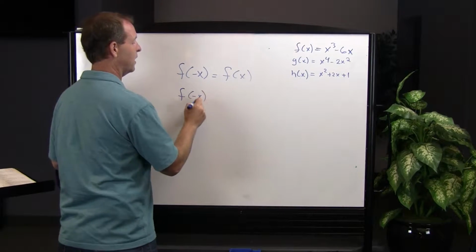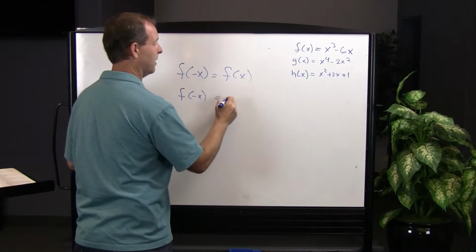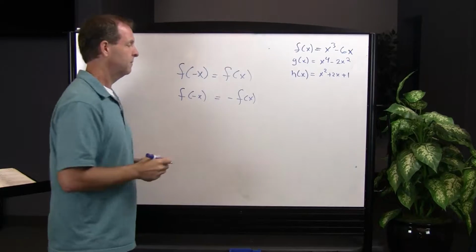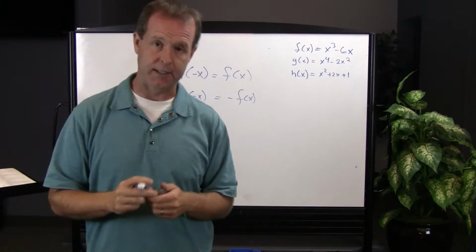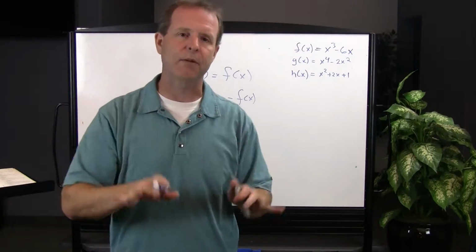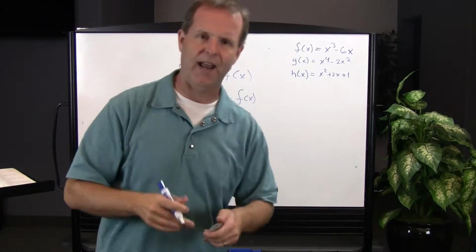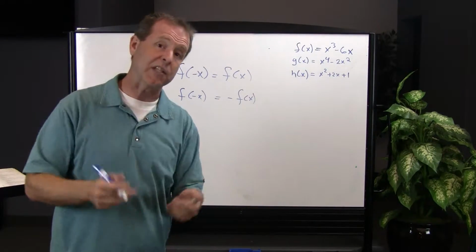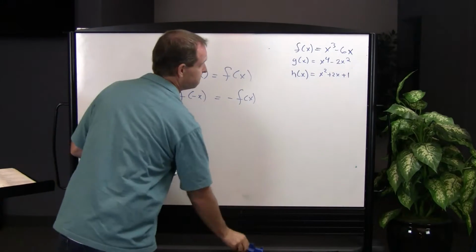If I evaluate the function at negative x and what comes out is the negative of the function of x, then we say that function is odd. And I'll show you a couple of examples to help understand how that's different, because right now, yeah, that doesn't make sense to me either. So let's look at an example that we have.